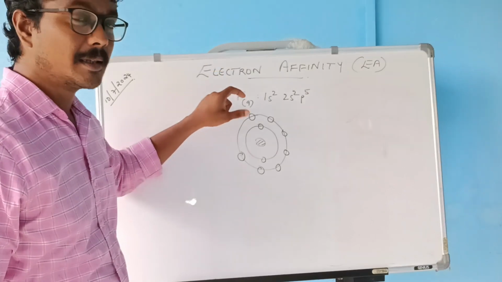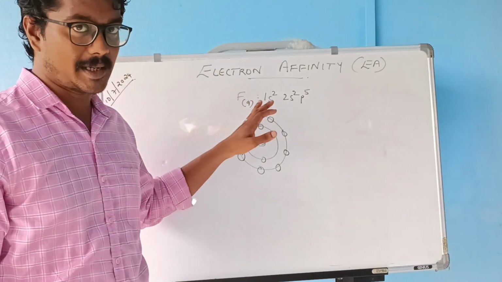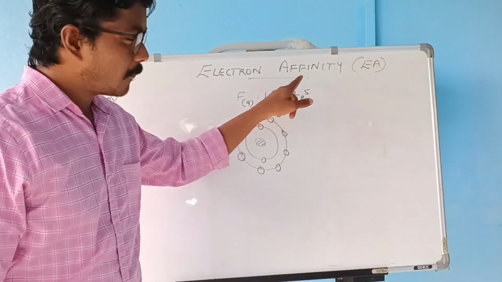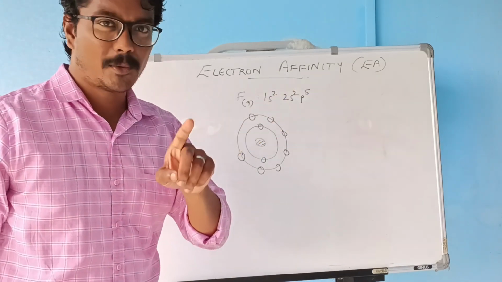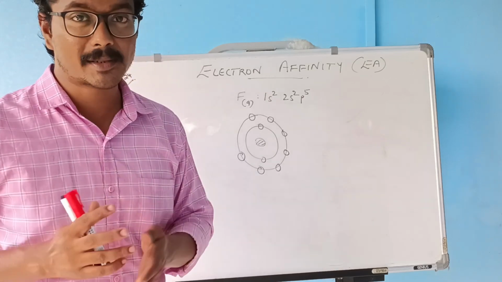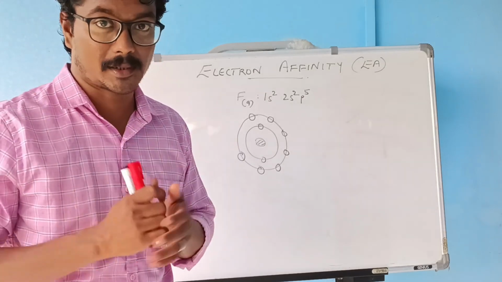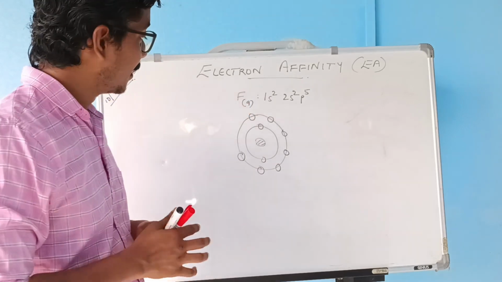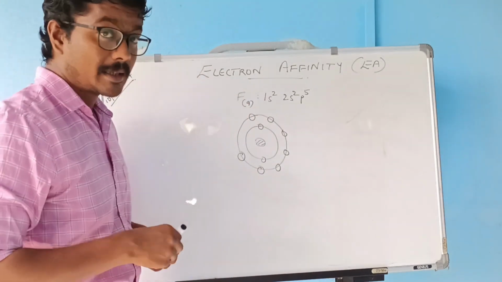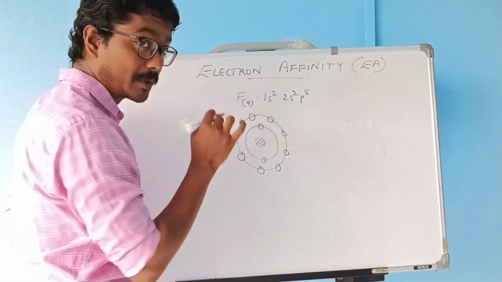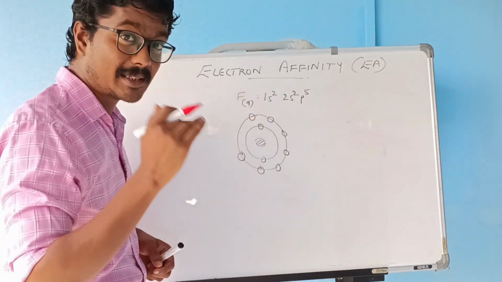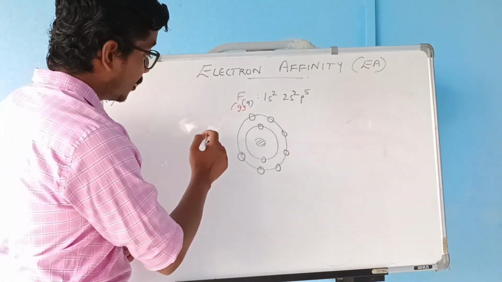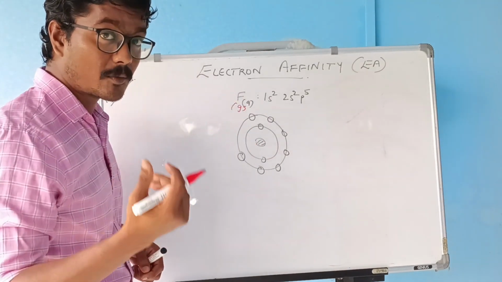Here I have considered the fluorine atom whose atomic number is 9. So the electron configuration is 1s2 2s2 2p5. Fluorine requires one more electron to attain the noble gas configuration, or the octet. So fluorine has the tendency to accept one more electron, right? This is a neutral fluorine atom at its ground level, which is in the gaseous state. So it has the tendency to accept one more electron.